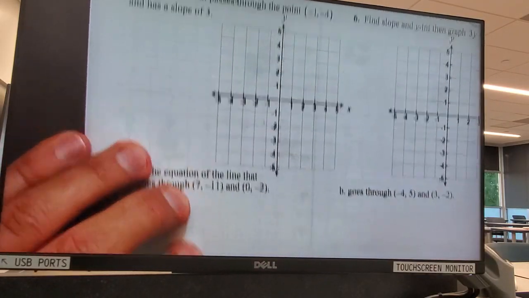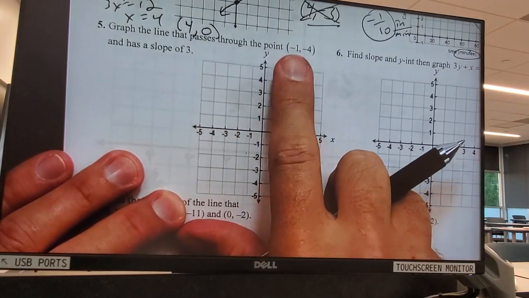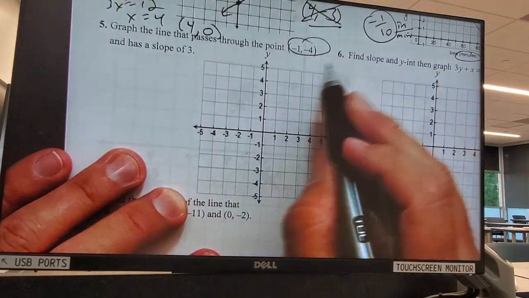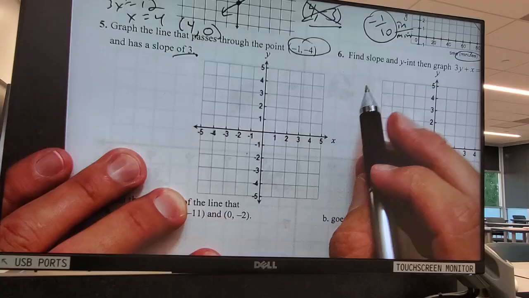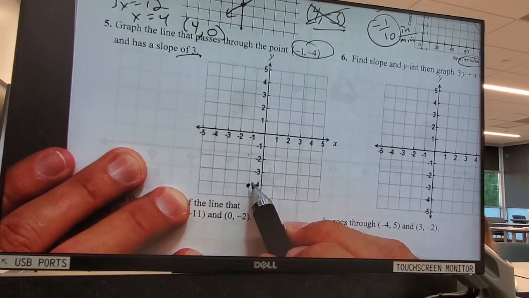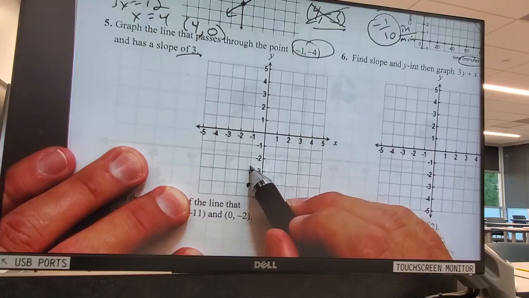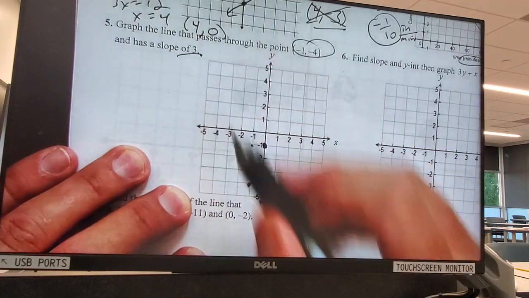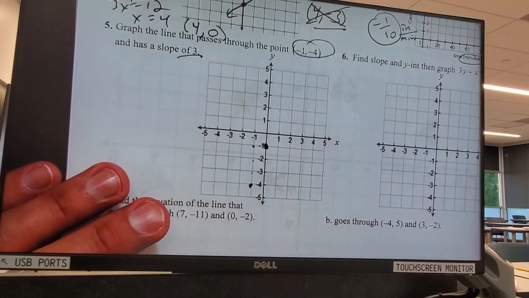Life lesson, kids. Graph the line that passes the point. Okay, this one's not too bad because I give you a place to start and a way to go. That's all we need. So -1, -4, and then from there we're going to go up 3. Over 1.